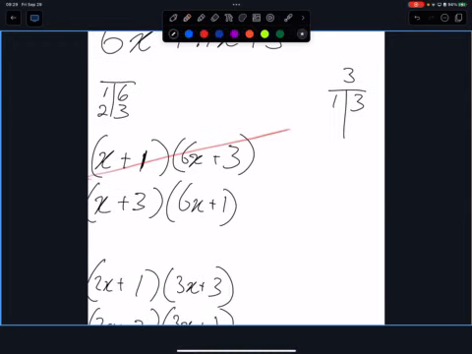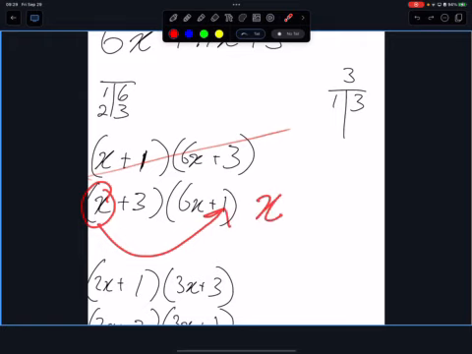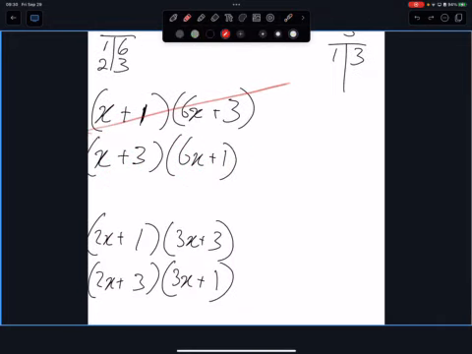The other one, x plus 3: you have x times 1 is 1x or x, and then you have 3 times 6 is 18x. So it's too much. So that is not the answer. As you progress, you see you go at it quickly.